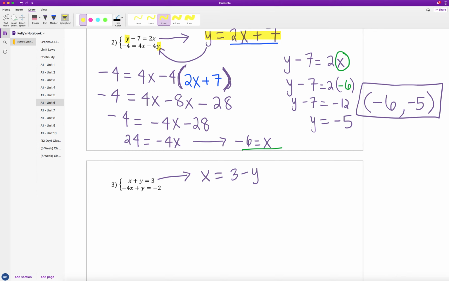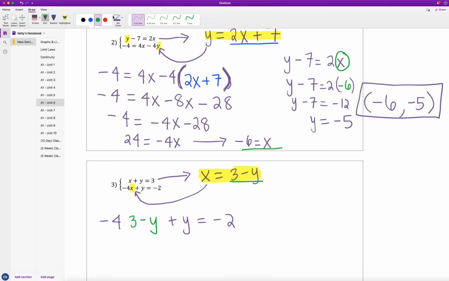From here, I can substitute this into the other equation in place of the x. So anywhere I have an x in the other equation, I'm going to substitute in a 3 minus y, since that's what x is equal to. So that's going right in place right there. So I still have this -4. I'm still going to have plus y equals -2, but I want to now substitute in this 3 minus y.